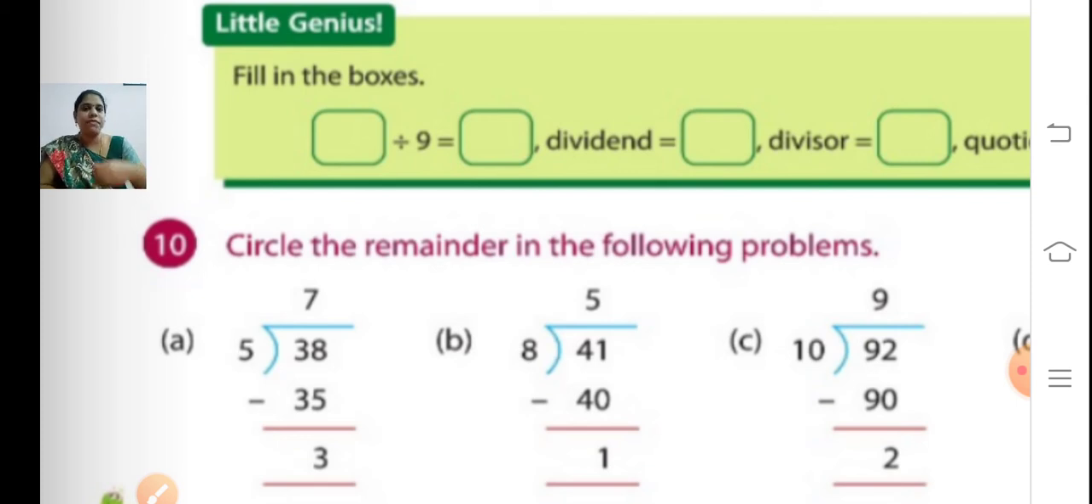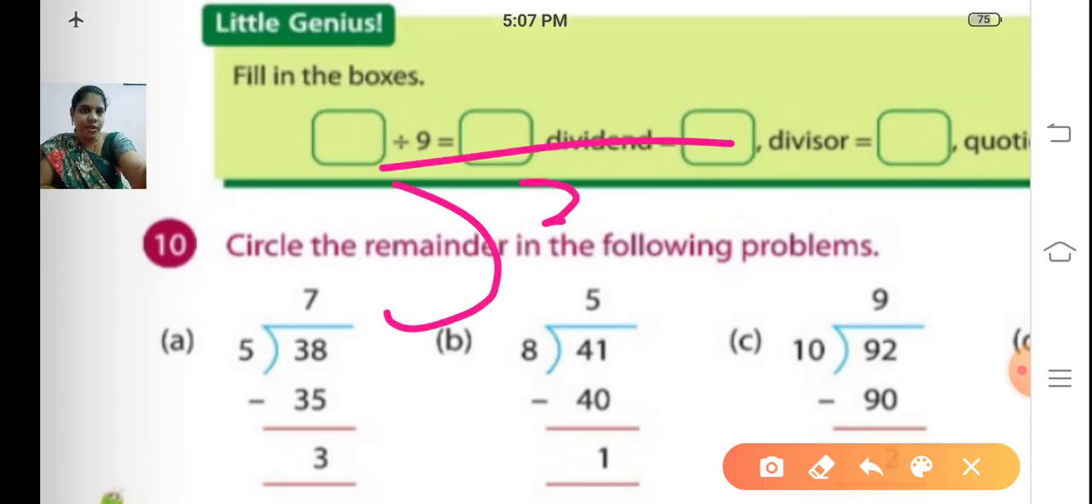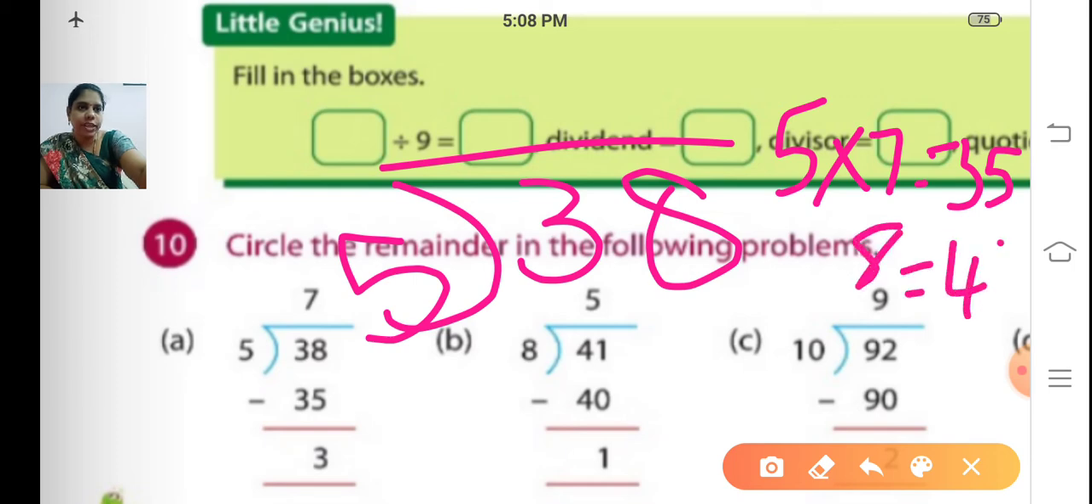Now tell me, what is the first sum? 38, we are going to divide it by 5. In the 5 table, 5 7s are 35, 5 8s are 40. That is exceeding. So below number it should be less so that we can subtract, right? So we have to write 5 7s are 35.